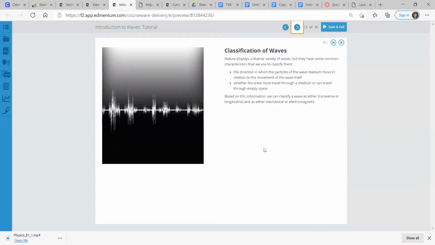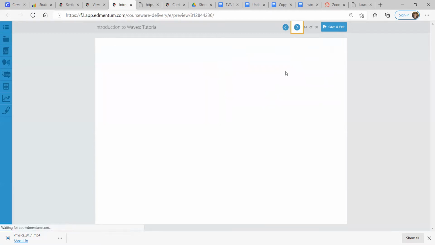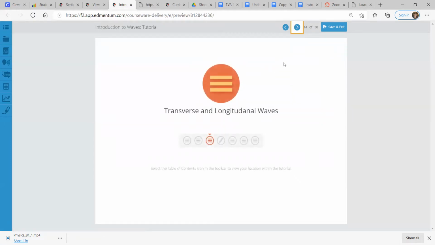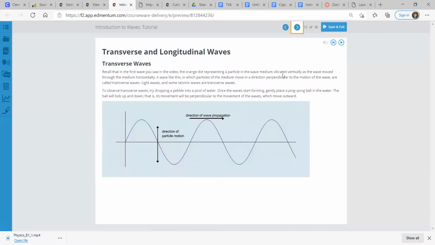So how do we classify waves? And that ties into the video. But the direction in which the particles of the wave medium move in relation to the movement of the wave itself, and whether the wave must travel through a medium or can travel through empty space. So using those two classification characteristics, let's look at the two types of waves: transverse and longitudinal waves. So first of all, we're going to look at transverse waves.